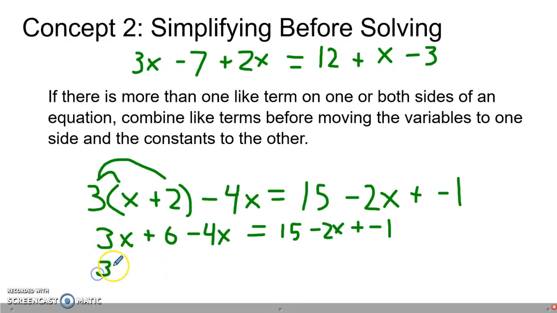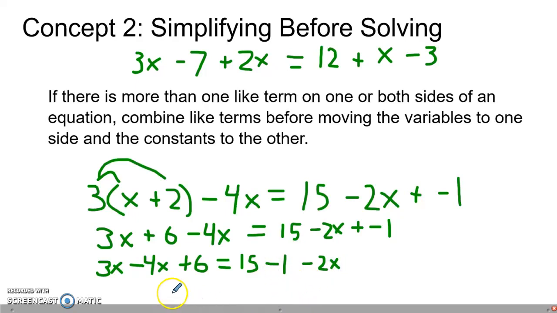So I'm going to have my 3x, and I'm going to move my minus 4x over, and then have my plus 6 on the other side so that my x's are next to each other. And then over here I'm going to have 15. And then I'm going to have the plus negative 1, or I can write it as minus 1. It's the same thing. And then my minus 2x. I'm going to run out of room.